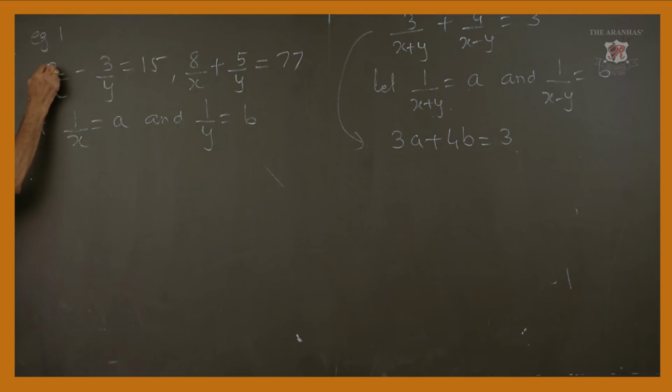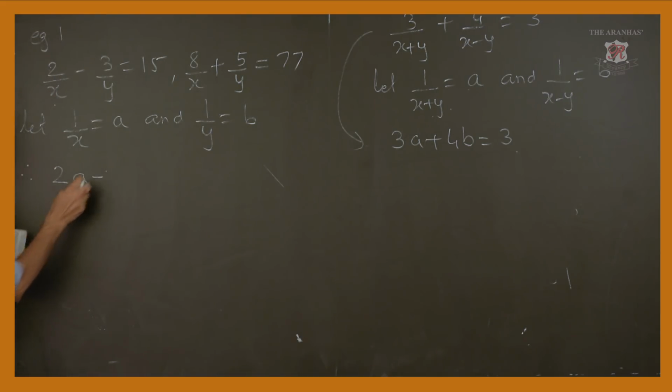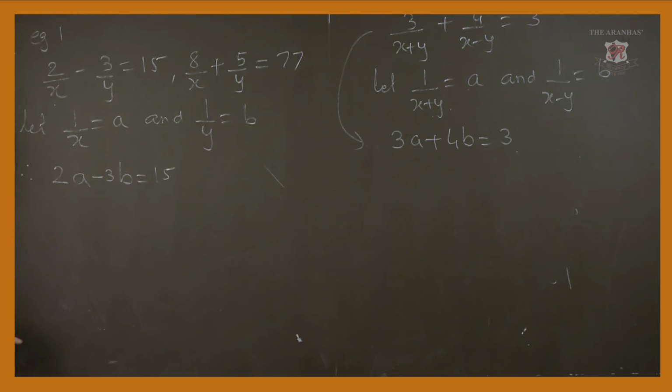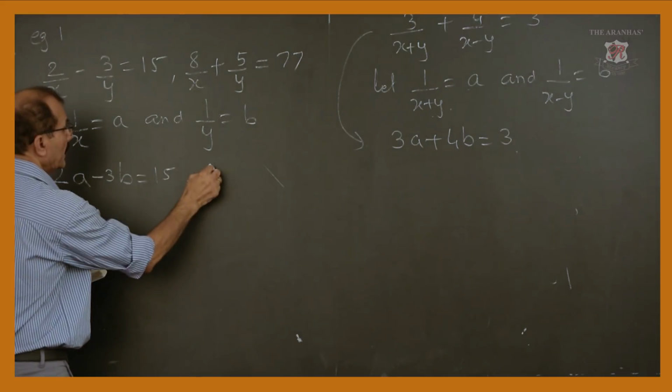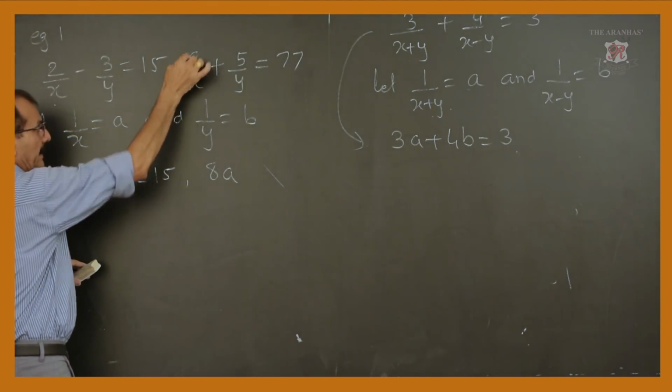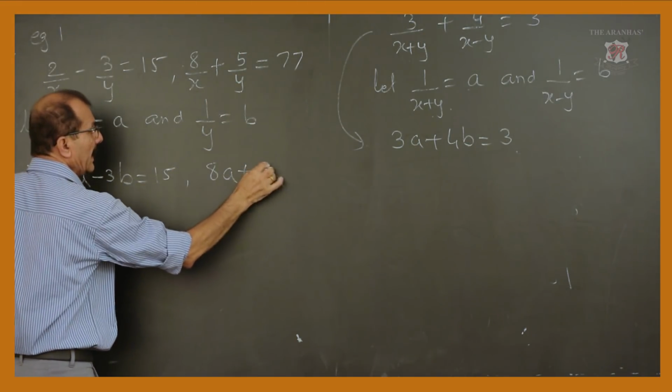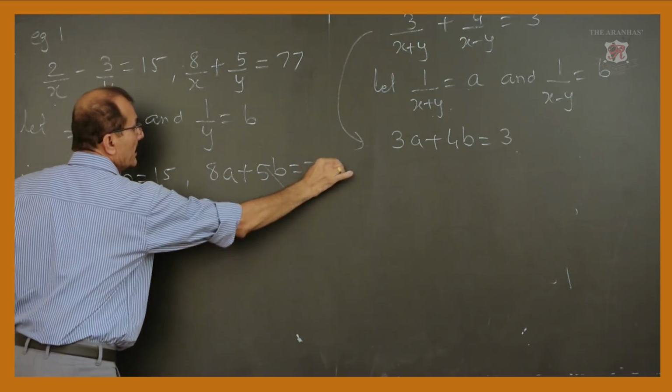Therefore what you get is 2 into 1 upon x. So 2 into 1 upon x means 2a. I repeat, 1 upon x is a. So 2a minus 3, as it is, 1 upon y is b, so 3b is equal to 15. Then here 8a, why? 8 upon x, so 8a, plus 5 upon y, so 5b is equal to 77.